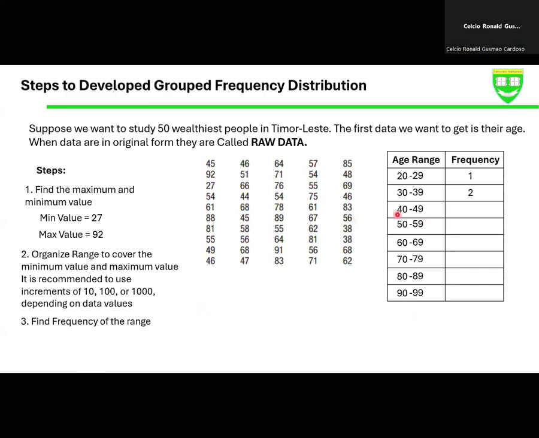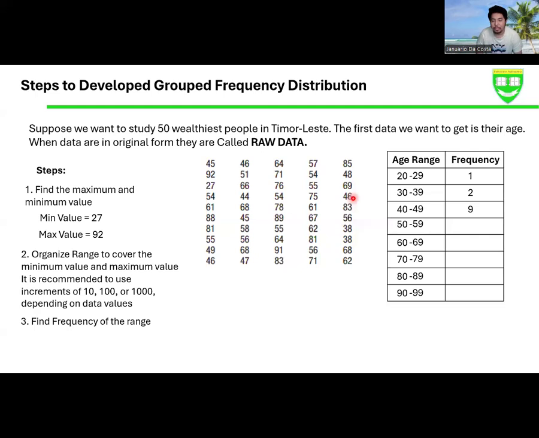So 40 to 49. So 1, 2, 3, 4, 5, 6, 7, 8, 9. Right? Okay, so 9.